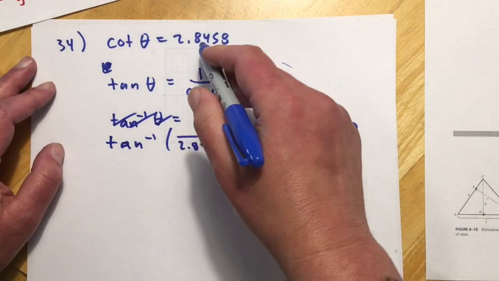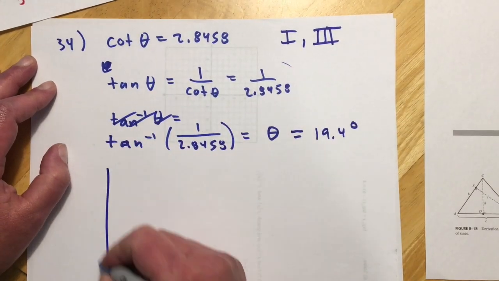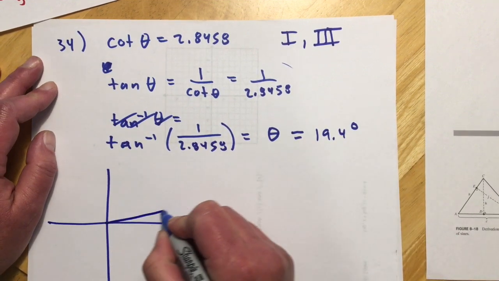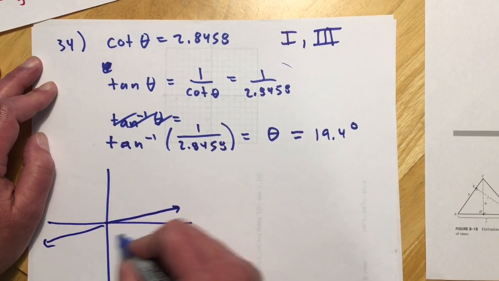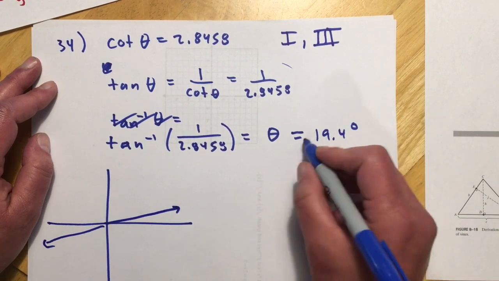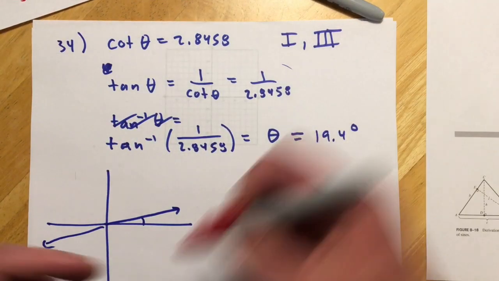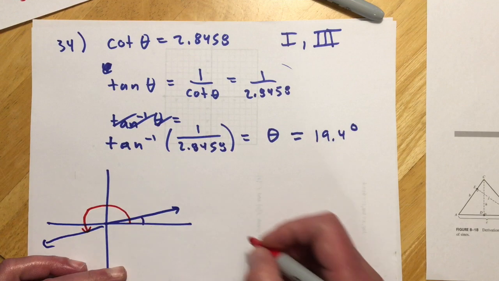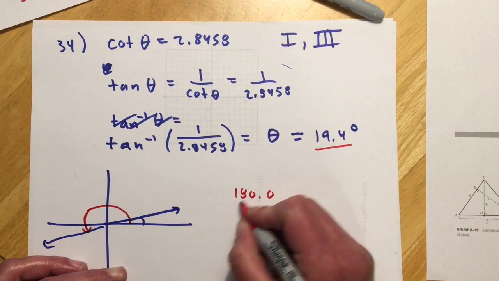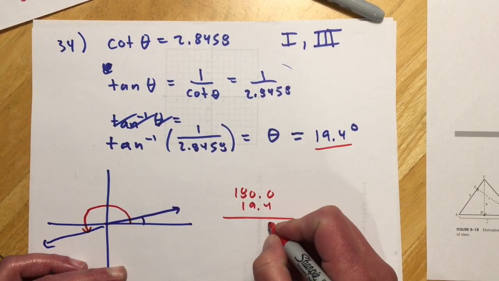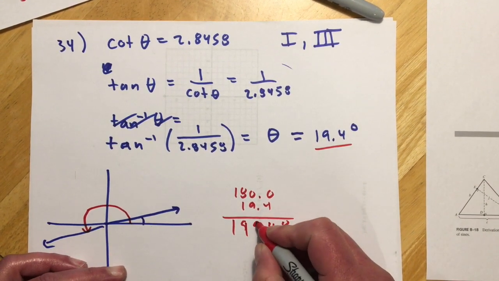And so cotangent was positive, so that happens in quadrants 1 and 3. So 19.4, somewhere here. And then the matching one is going to be somewhere down there in the third quadrant where tangent is also positive. So this is our first angle right there, 19.4. And then our second one is going to be 180 plus that 19.4. So there's the first answer, and then 180 plus 19.4, so 199.4 degrees for the second one.